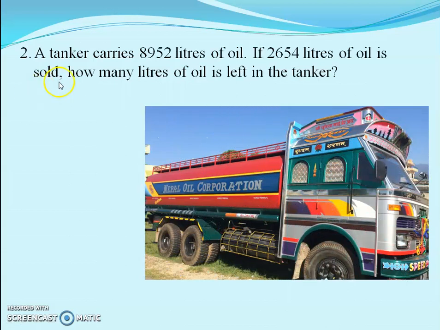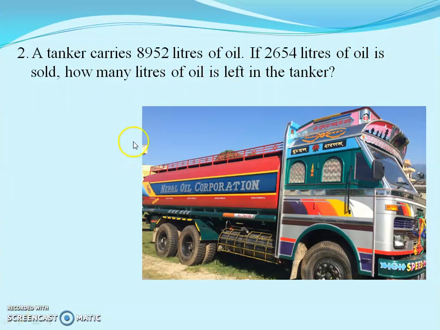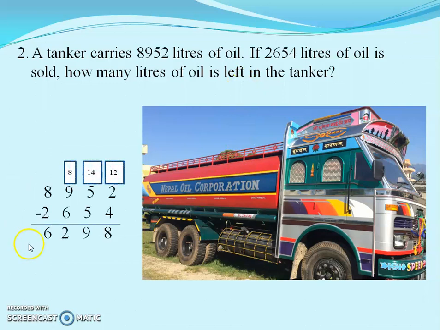Next example. A tanker carries 8,952 liters of oil. If 2,654 liters of oil is sold, how many liters of oil is left in the tanker? Here, if we subtract the liters of oil that is sold from the liters of oil that the tanker is carrying, then we will get the liters of oil that is remaining in the tanker. So we will subtract 2,654 from 8,952.